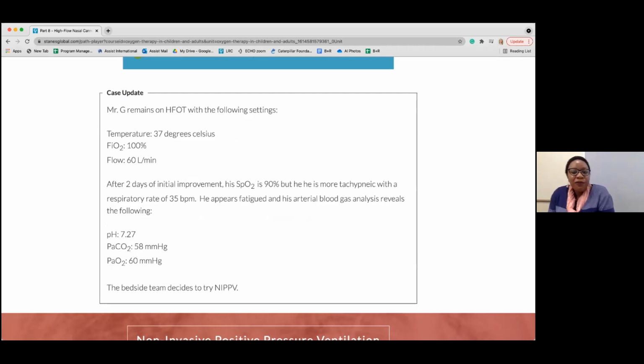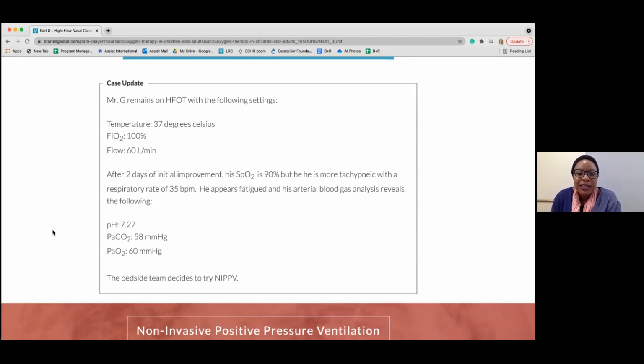Okay, so a review of Mr. G finds that Mr. G has remained on high flow oxygen therapy, and these are the current settings. His temperature is now 37 degrees Celsius. He's on FiO2, the fraction of inspired oxygen, of 100%. He's on high flow and really approaching the maximum of his device, with flow rates of 60 liters per minute. After 2 days of initial improvement, his SpO2 is now at 90%, and he's more tachypneic than before. The respiratory rate has gone up to 35 breaths per minute.